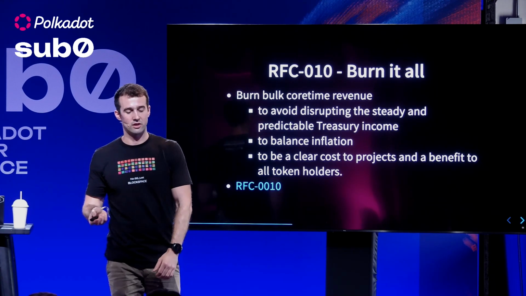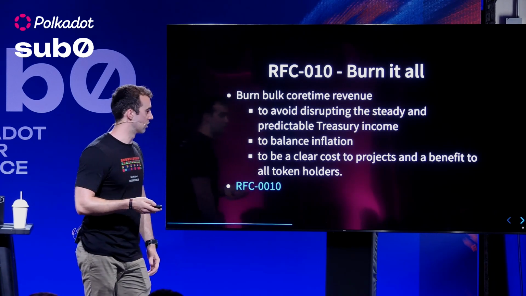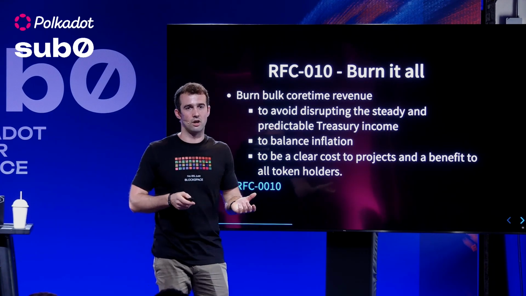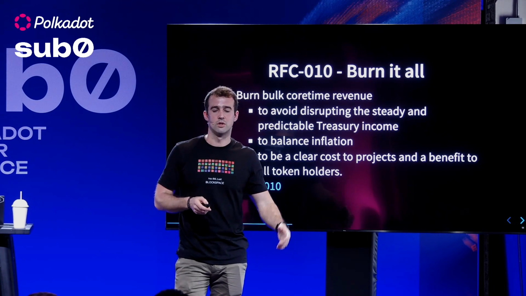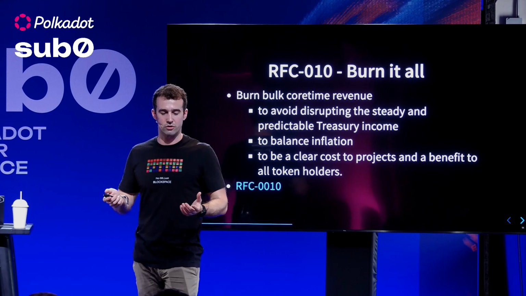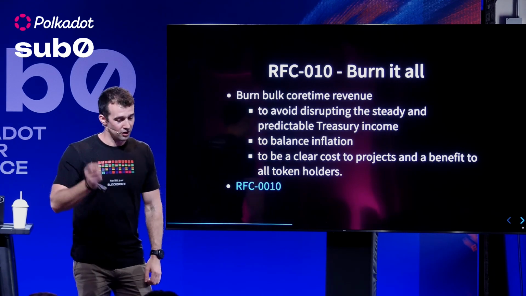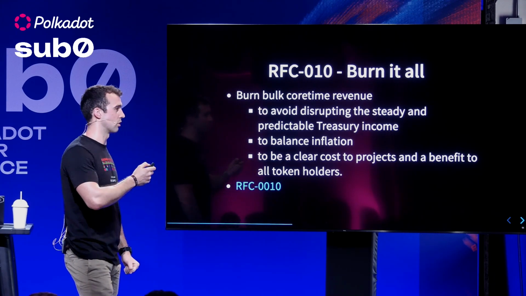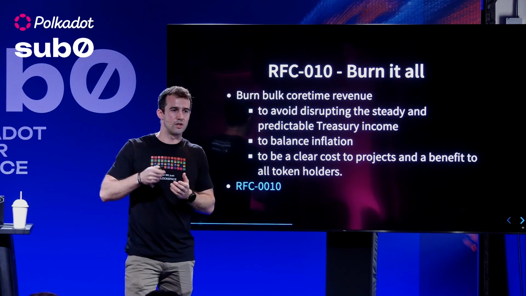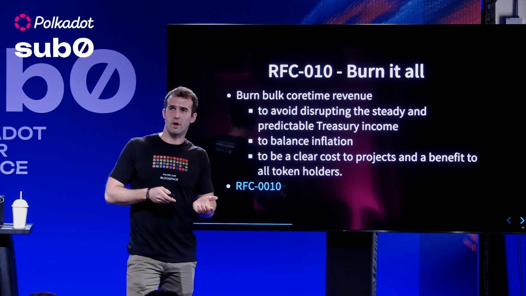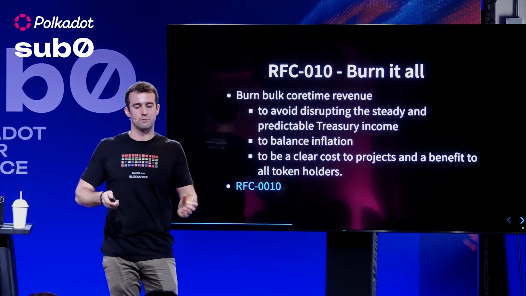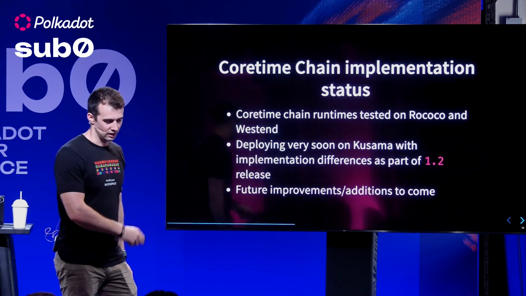Some secondary effects of this are that it is another method to balance inflation. The only other deflationary pressure that we have right now is burning unspent treasury funds. So to add another deflationary pressure is a good thing for the system. And the third thing is to be a clear cost, so that people don't start to think about this in terms of, okay, I'm going to apply for treasury funding in the near future. I'm paying for Coretime, but I can discount that in my mind because I'm going to just get it back anyway, or some percentage of it. And again, link to RFC 10.